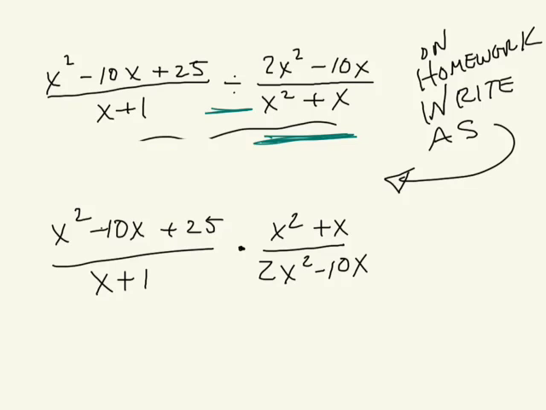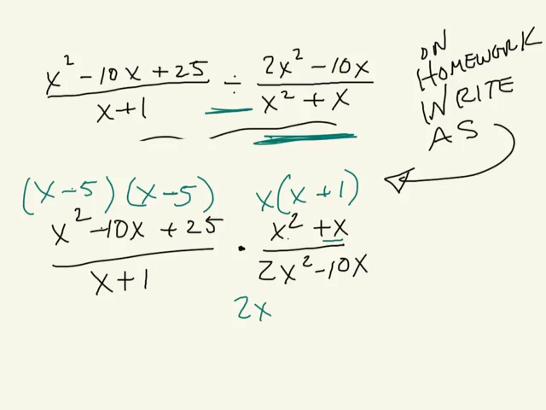Now you're ready to factor. Alright, so we're going to factor this into x minus 5 and an x minus 5. This one right here we can't factor. This one we could factor GCF out, and this one we could factor GCF out. So that's what we're going to do. We're going to factor an x out of this one. X times x is x squared. X times a positive 1 is positive x.